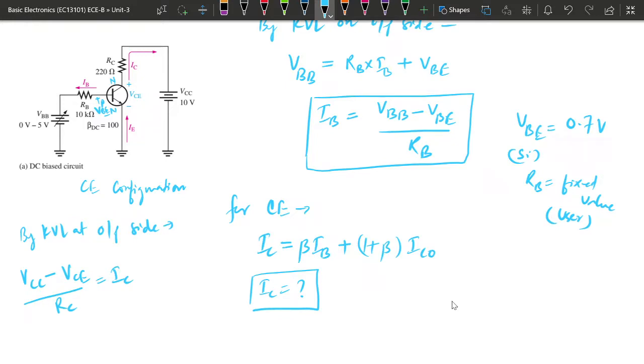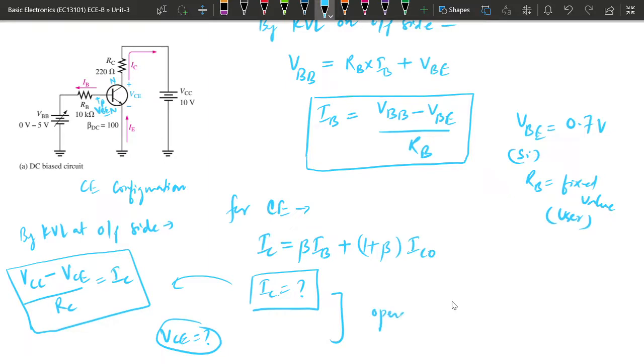So by simplifying the KVL at the output side, we can get this here. Okay, so by putting the value of IC we can get the value of VCE. VCC is fixed and RC will also be fixed, so we can get VCE. So once we know the value of IC and the value of VCE, then that value of IC and VCE will be our operating point value.